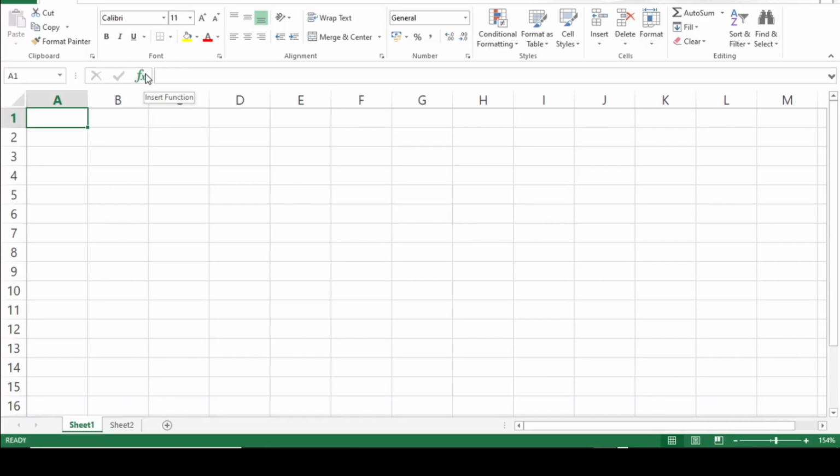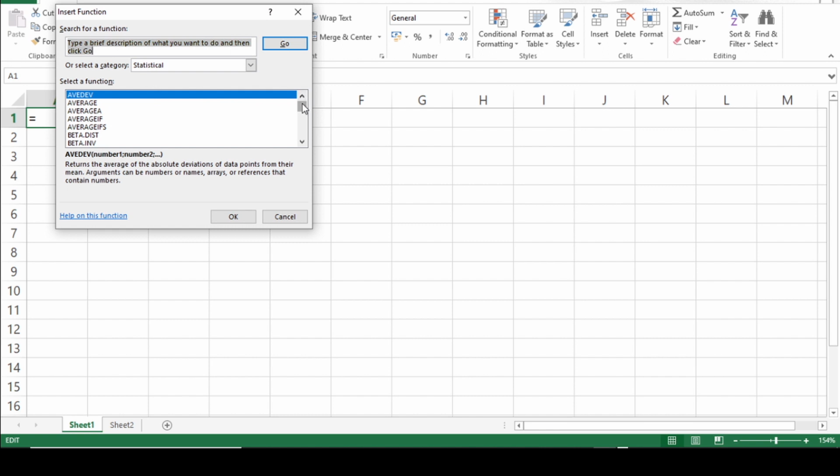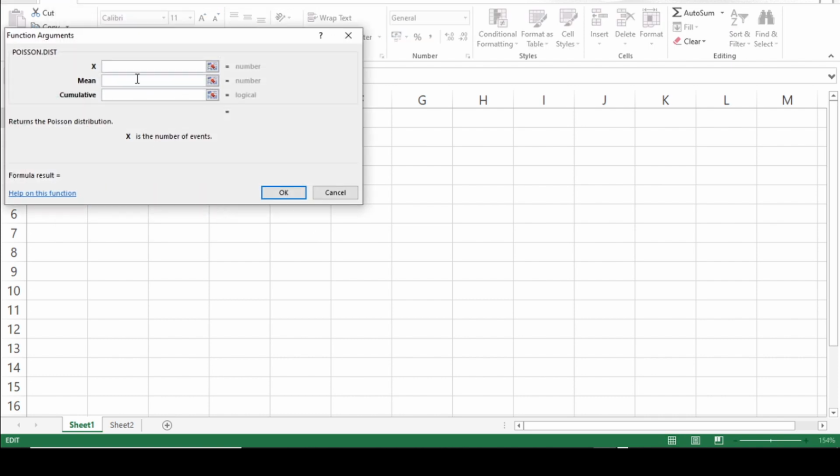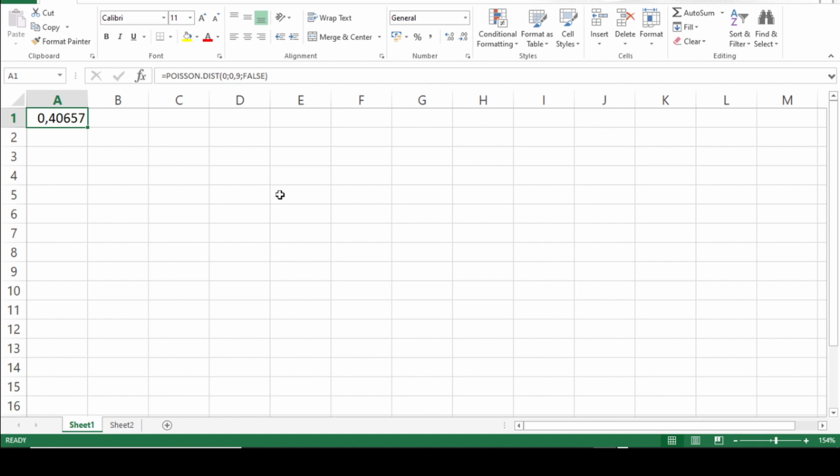Okay, so for my insert function, I go down to the Poisson distribution. My x for the first example is equal to 0. I want to find the probability that no patients will arrive. My parameter was 0.9. And in this case, cumulative will be false because I want to find the probability that my variable is exactly equal to 0. So that probability is 0.406, the same as what we had when we did the calculation by hand.